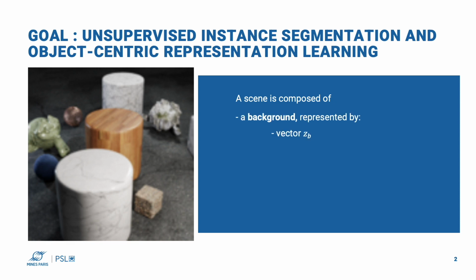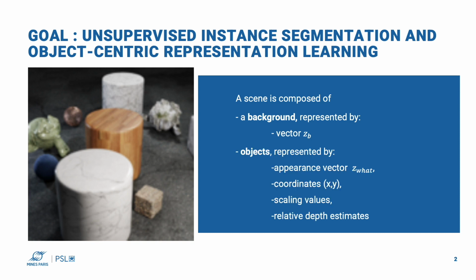We'll then represent the background of the scene by a low-dimensional vector, and each object by an appearance vector, completed by the coordinate of the object, scaling values, which represent the size of the object, and activation values, which can be considered as a form of relative depth estimate and allows to manage occlusions between objects.